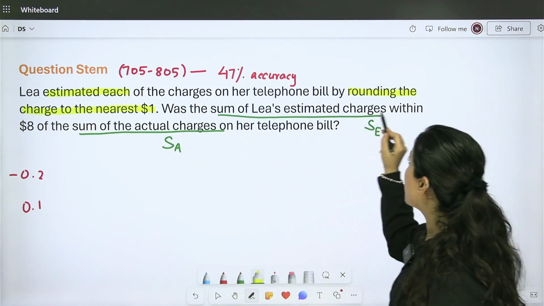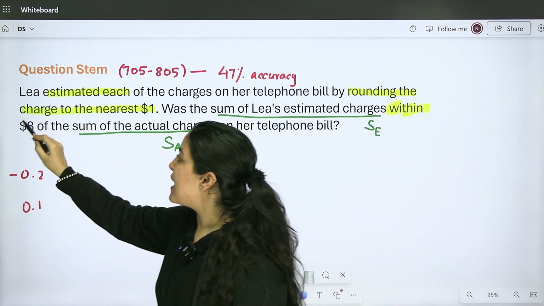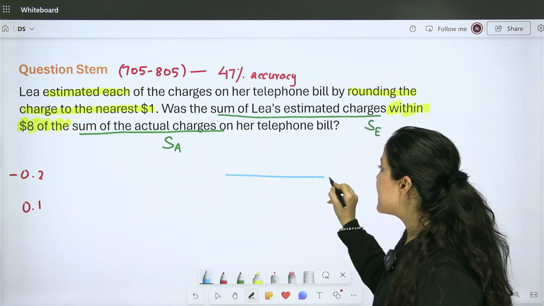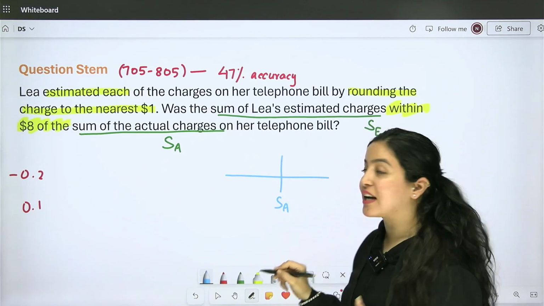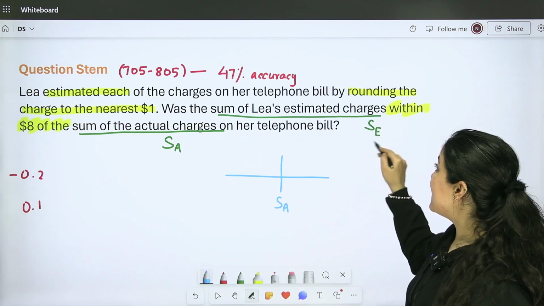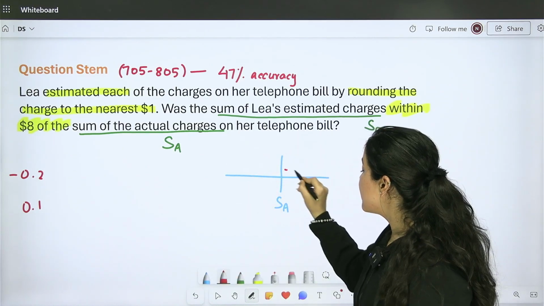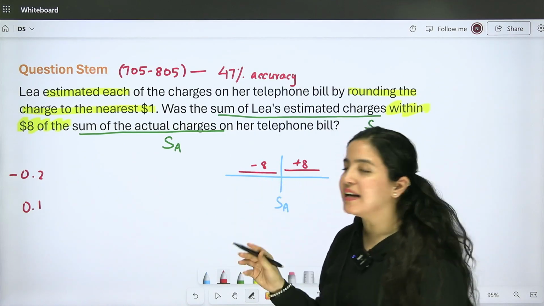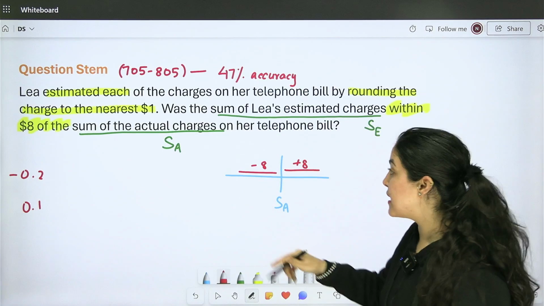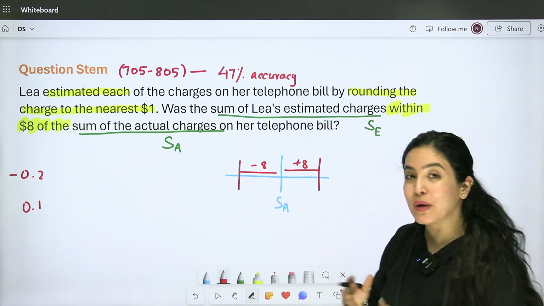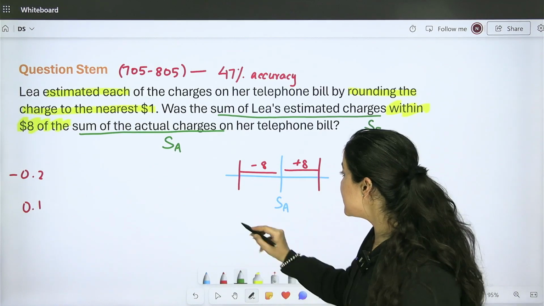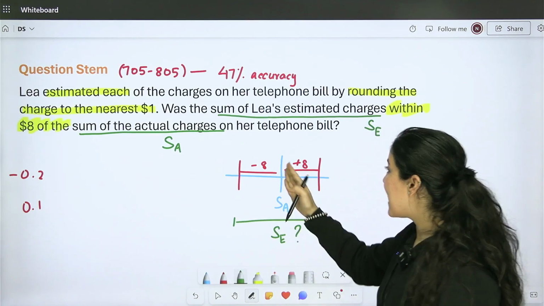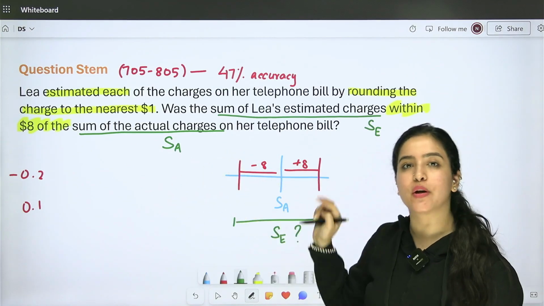Now what does it mean for one value to be within $8 of the other? What this really means is that, suppose there is SA here, the actual sum, whatever the actual value is. Was SE within $8 of this? That is, when I go $8 to the right of SA and I go $8 to the left, right and left means increase SA versus decrease SA, then this range that I get within $8 of SA, my question is whether SE lies in this range or not.